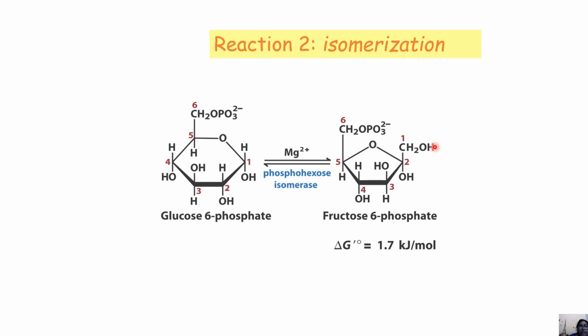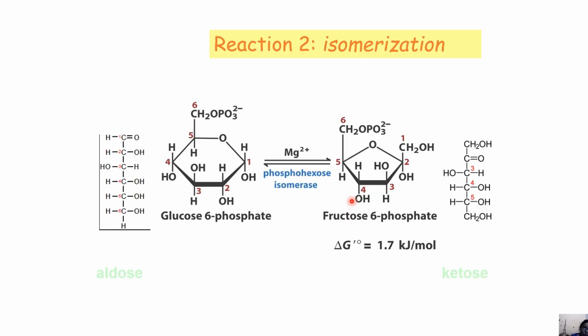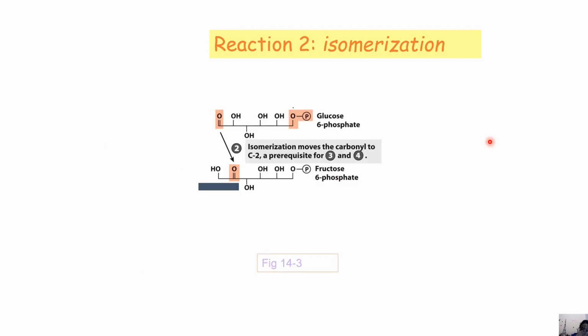In this reaction, glucose 6-phosphate is converted to fructose 6-phosphate with the help of magnesium ions as well, and the enzyme is phosphohexose isomerase. So from the aldose, it is converted to a ketose group now. The glucose 6-phosphate isomerization moves the carbonyl to C2, a prerequisite for reactions 3 and 4, giving fructose 6-phosphate.